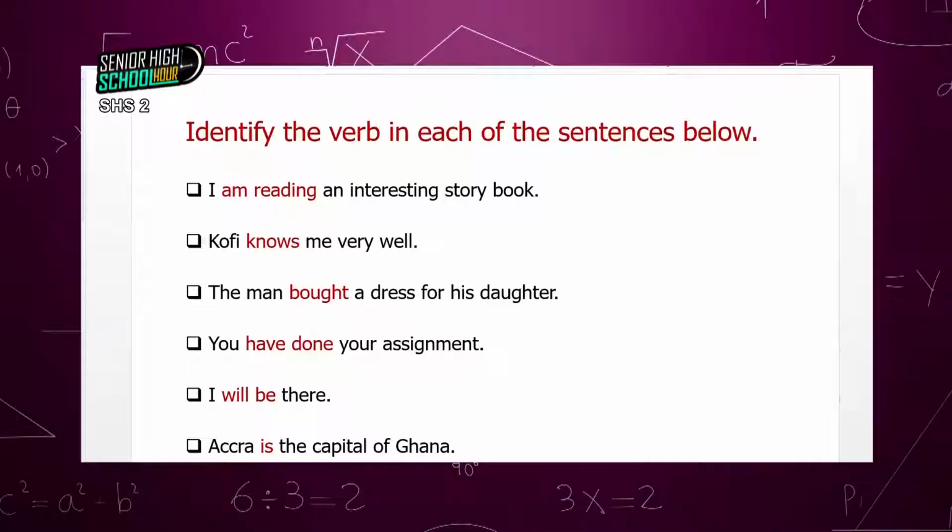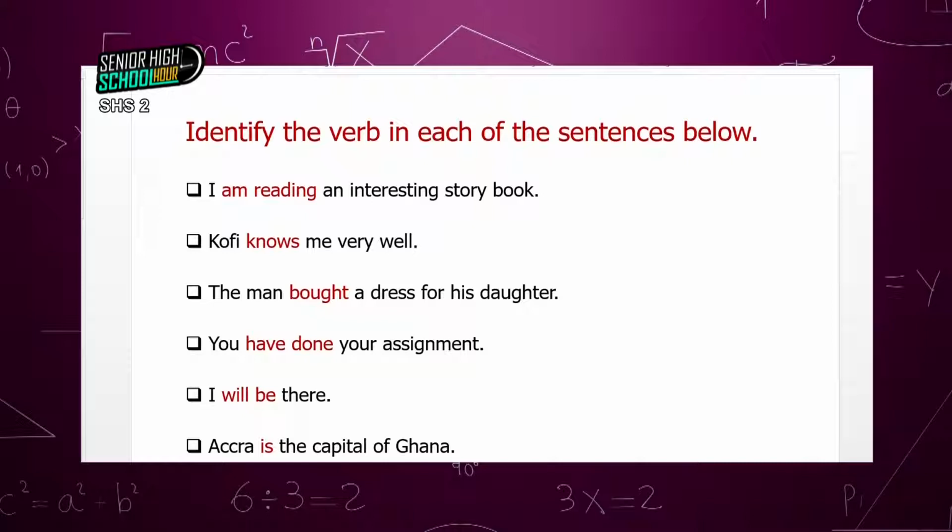And we also learned that present form or past form of the verb is that which shows that that group is what? Finite. We learned that the last time. So the verb in that group is am reading. Good. The next one, knows. Yes, those in red are the verbs. Knows. We also have bought. The next one, have done.